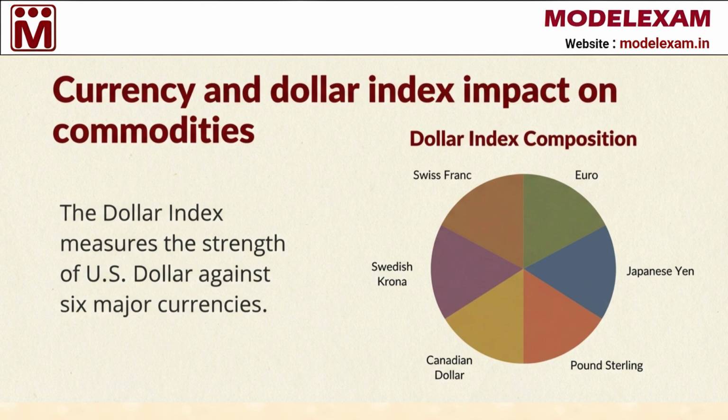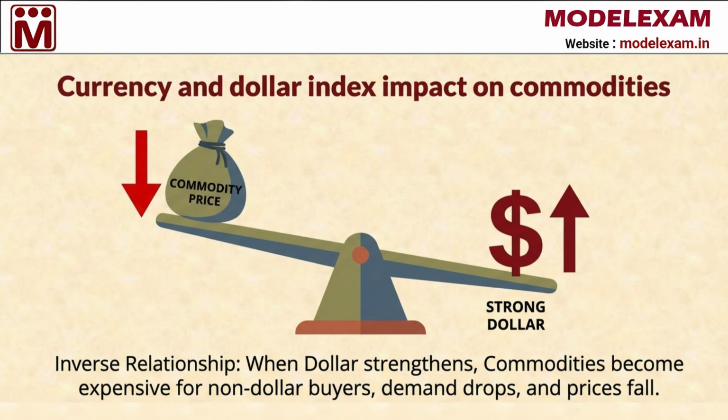Because a majority of global trade happens in dollars, the strength of this currency dictates prices. There is an inverse relationship you need to remember. Think of it like a seesaw. When the dollar strengthens, it goes up and commodity prices usually go down.